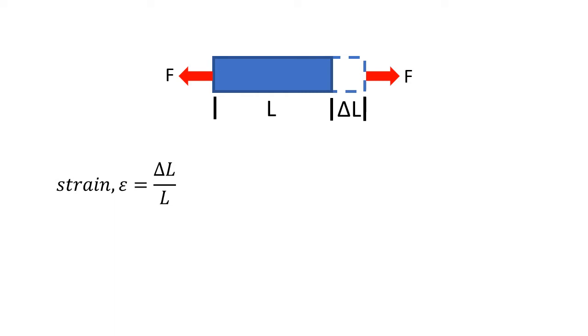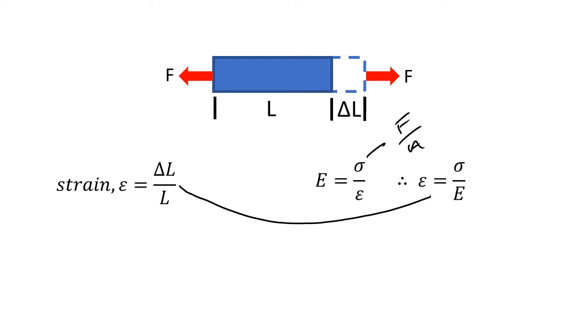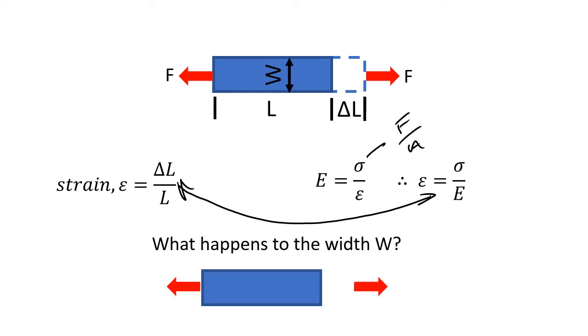Some other things that we know about materials under direct stress: we know that the Young's modulus is stress over strain. So E in this case is our Young's modulus. This is stress, and we know that stress is force over area as well. And we can rearrange this equation so that strain equals stress over the Young's modulus. So we can relate our change in length to our stress and the material property Young's modulus.